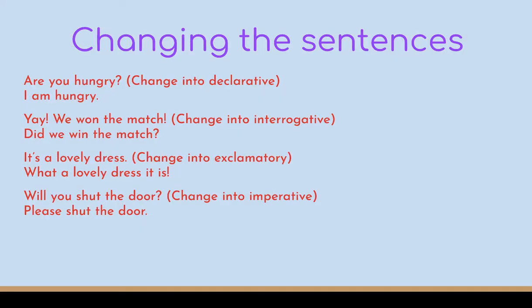Changing the sentences. Are you hungry? We have to change this into declarative, and the answer is I am hungry. So, are you hungry? What type of sentence is it? Since it ends with a question mark, it's an interrogative sentence, and it's asking a question. It's a yes or no question, but we are not doing question answers right now. We're changing the sentences. So when you're changing it into declarative, we would say I am hungry. So let's see the next sentence.